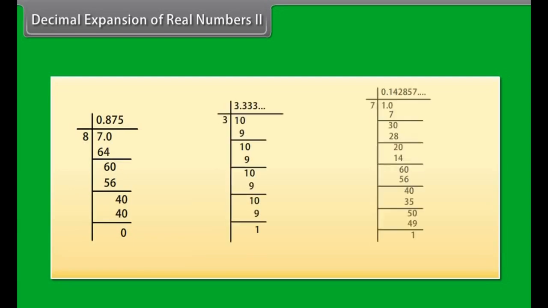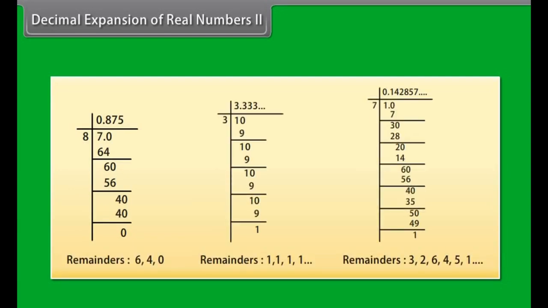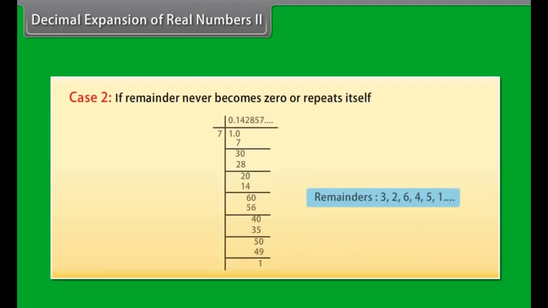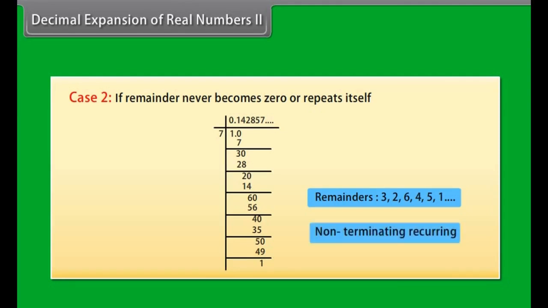Did you notice something here in all these examples? Notice that here the remainders either become 0 after a certain stage or start repeating themselves. Let us go through these cases one by one. Case 1 is if the remainder becomes 0, then the decimal expansion ends after a finite number of steps. The decimal expansion of such numbers is terminating. Case 2 is if the remainder never becomes 0 and repeats itself, then the decimal expansion of such numbers is non-terminating recurring.